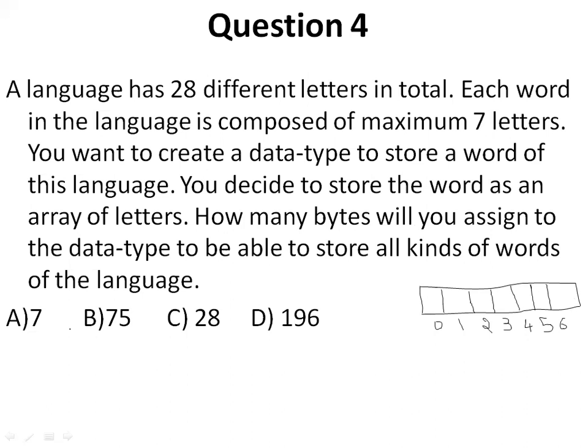Since 8 is not given here, had it been given, definitely we would have selected 8. But here 7 is the correct answer, because for 7 letters, 7 bytes you are going to allocate for that data type. So option A is correct. Clear? Each character will take 1 byte, so for 7 characters, 7 bytes. That's it.